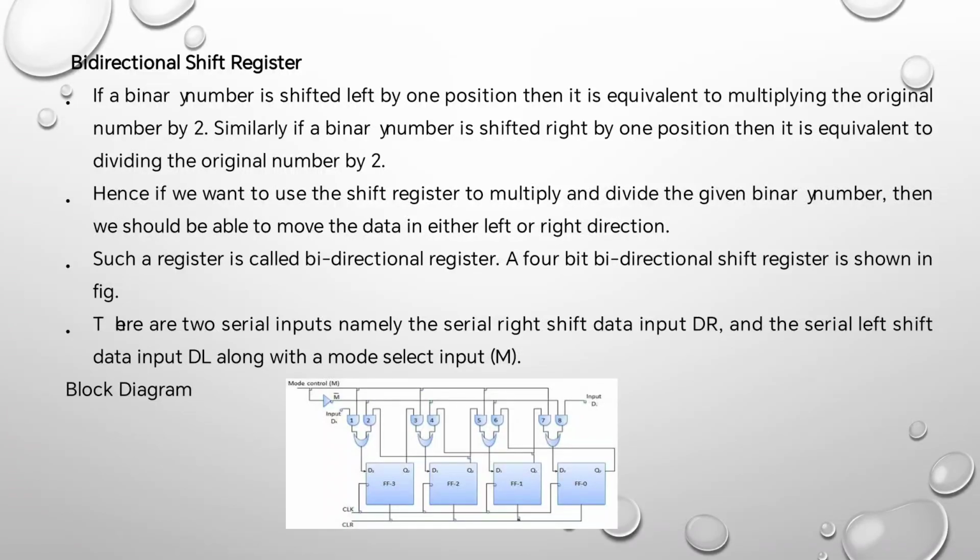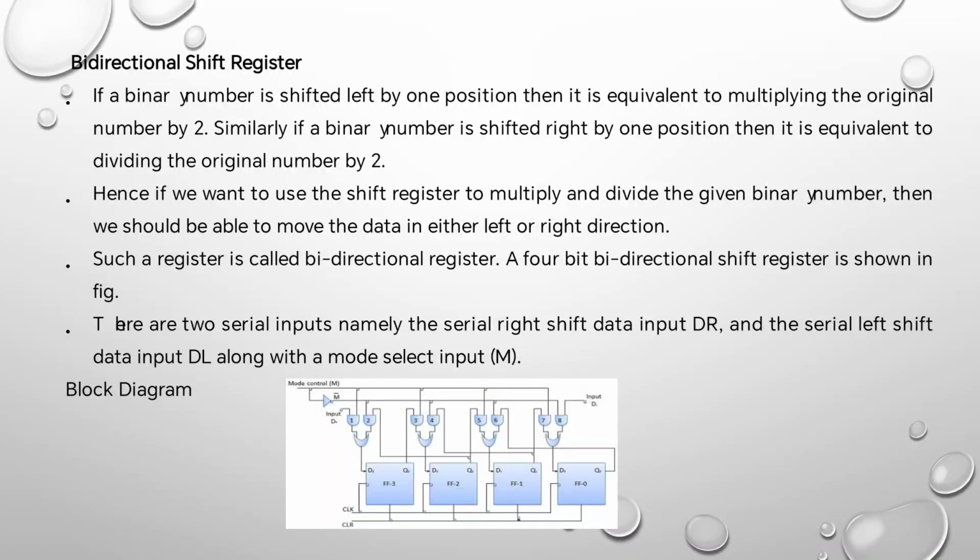Bidirectional shift register. If a binary number is shifted left by 1, then it is equivalent to multiplying the original number by 2. Similarly, if a binary number is shifted right by 1 position, then it is equivalent to dividing the original number by 2. Hence, if we want to use the shift register to multiply and divide the given binary number, then we should be able to move the data in either left or right direction. Such a register is called a bidirectional register.